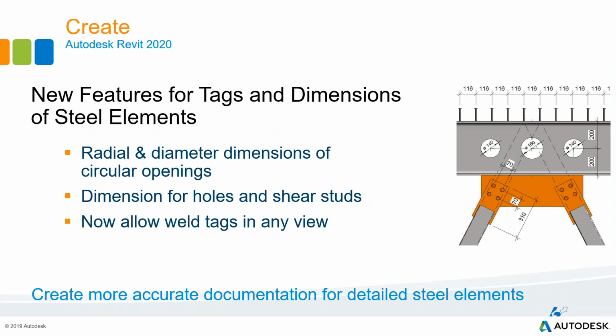So this one is just for structural in general. They've updated the existing dimensioning and tagging tools to help you create more accurate and readable drawings. You can now dimension the radial dimension or the diameter of a circular opening along the steel member. You can now insert a dimension between the holes or shear studs by picking their centers. Multiple tags for weld symbols can be inserted in any view, regardless of the visual style set for this view. So I thought that was a pretty good improvement too.